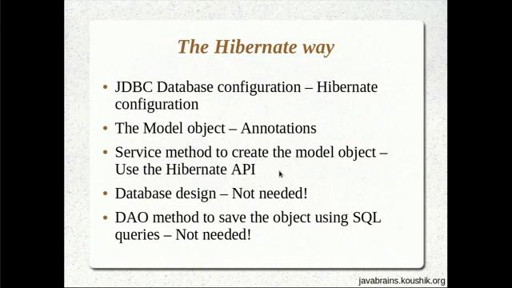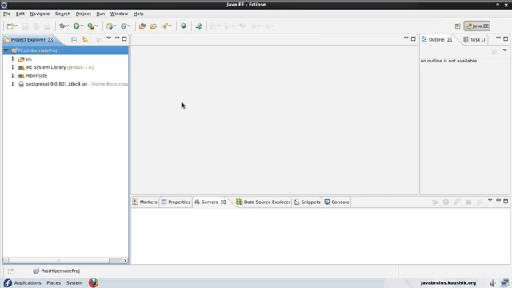So our service method will probably be a simple class with a main method. We will instantiate some test objects of the model that we have written, and we will use a Hibernate API to save those objects. And these two steps can be easily skipped. So let's start coding. The first of the three steps is to write the Hibernate configuration file.